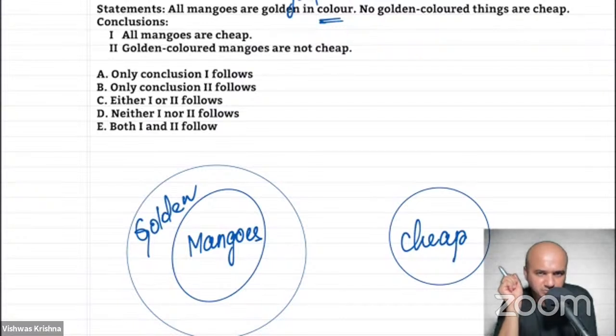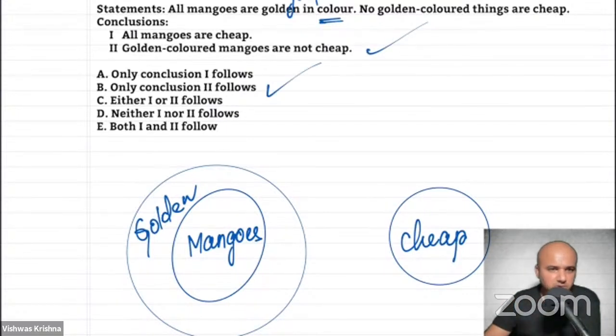No, that is correct, because all mangoes are golden in color. So golden colored mangoes are definitely not cheap. This is actually right. Only conclusion 2 follows. Why do you guys say neither 1 or 2 follows? Muskan, Tamil Matthew, and Pratiksha, they say D, D, D. How D? Can you explain? It's actually B. Only conclusion 2 follows.